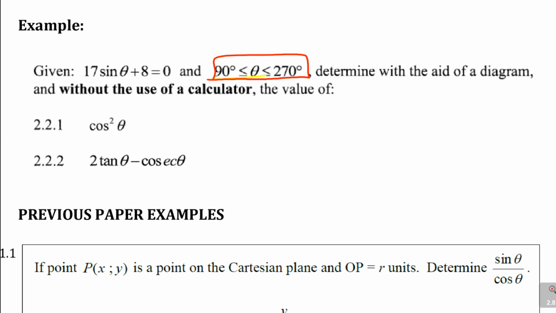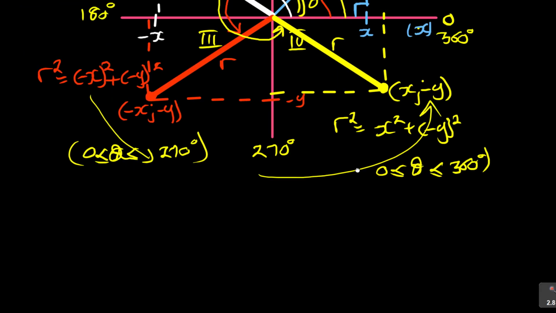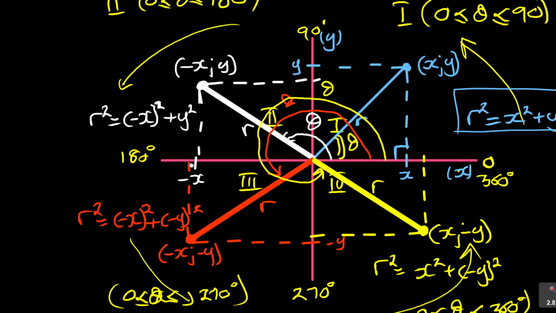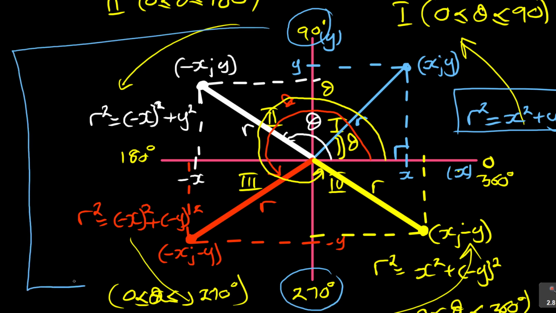Between 90 and 270. So you come here and say, okay, where is my theta? My theta is starting from what? From 90. And where is it ending? In 270. So they are looking at these two quadrants. See? Which is quadrant what? Which is quadrant 2 and quadrant 3.